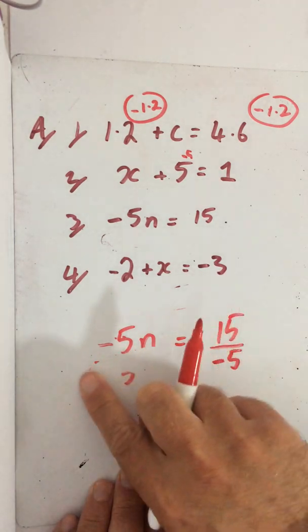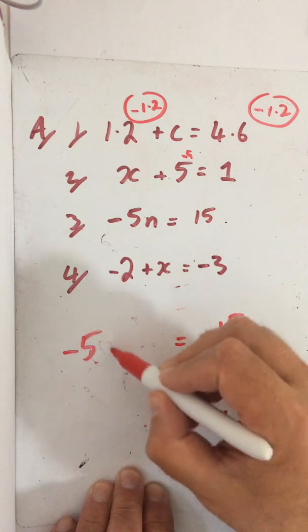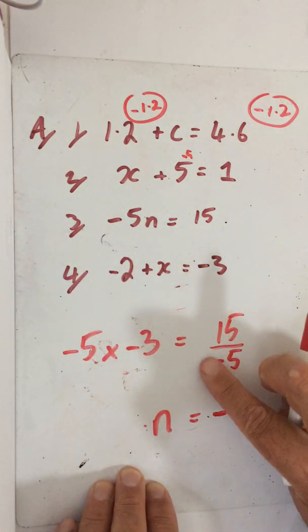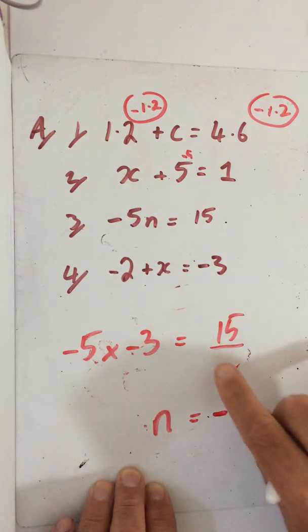Let's see if it works with our original question. So this is minus 5 times n minus 3 equals 15. A negative times a negative gave me a positive.